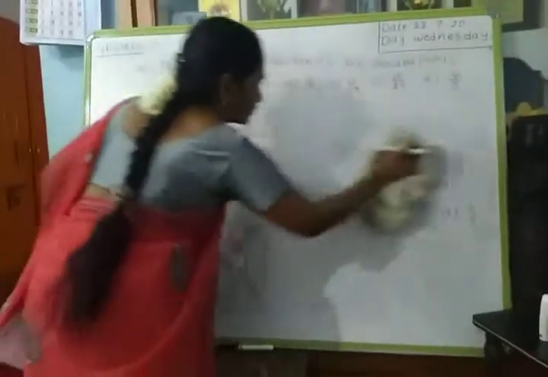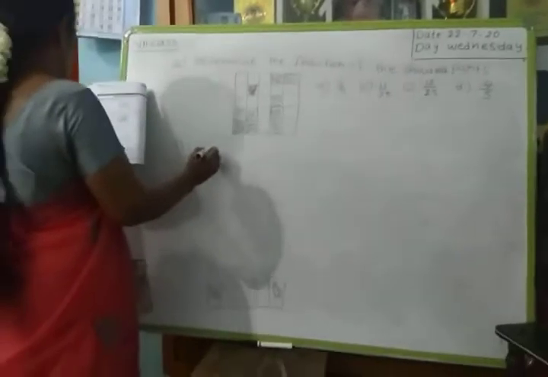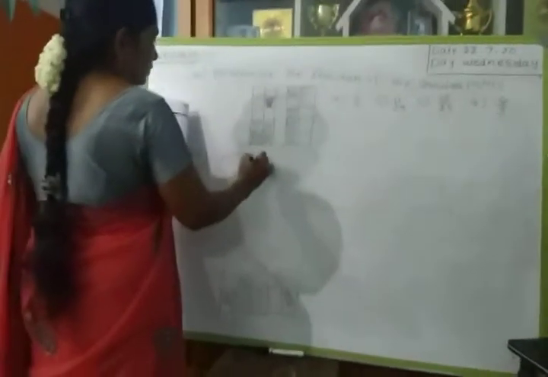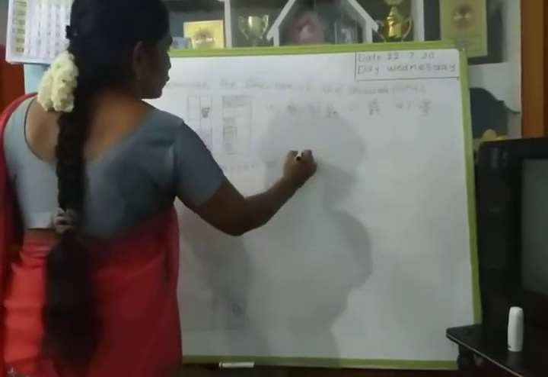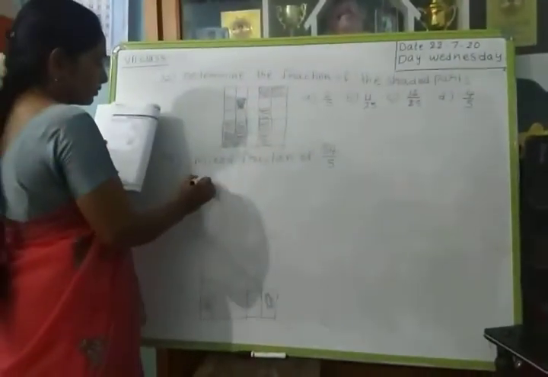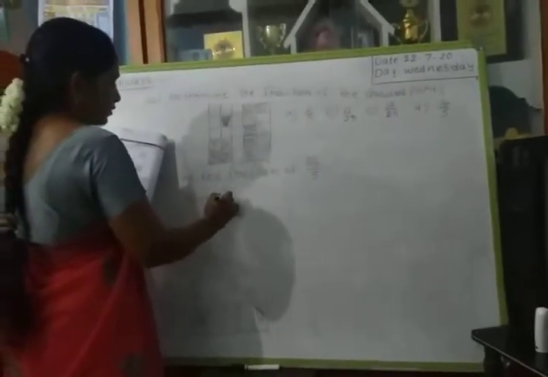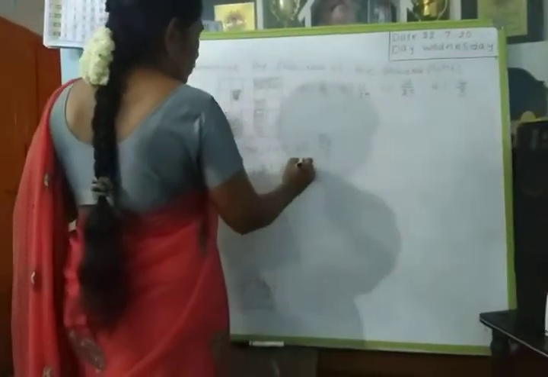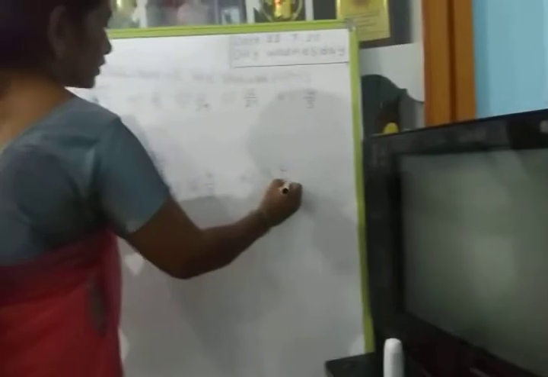Last question, 33. Mixed fraction of 84 by 5. Here an improper fraction is given; you have to convert it into a mixed fraction. Do division of 84 by 5. The options are 14 4 by 5, 12 4 by 5, 16 4 by 5, 18 4 by 5. The answer is 18 4 by 5.